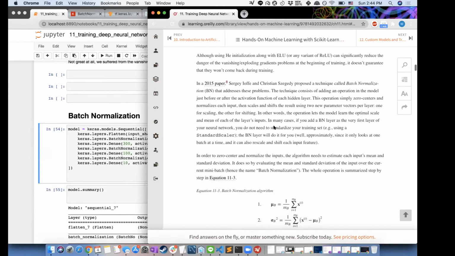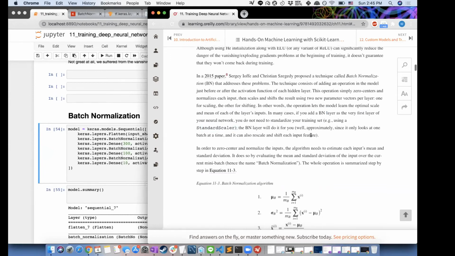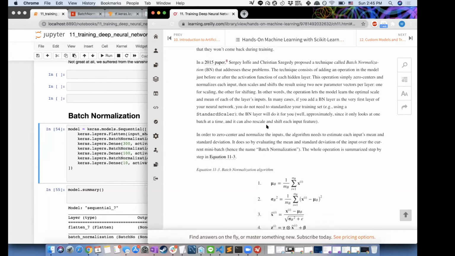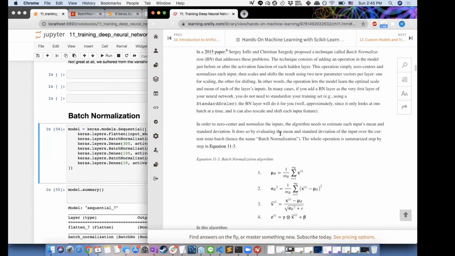In many cases, if you add a BN layer as the very first layer of your neural network, you do not need to standardize your training set. So no more sklearn StandardScaler for that. You just need batch norm. The BN layer will do it for you. Well, approximately, since it only looks at one batch at a time, and it can also rescale and shift each input feature. So let's go through some math.